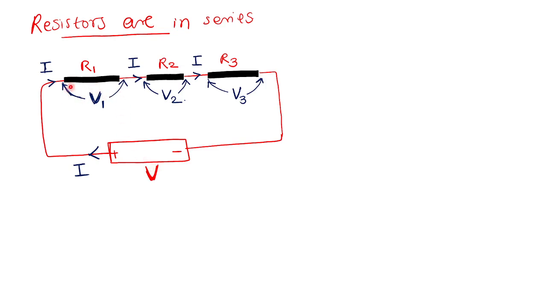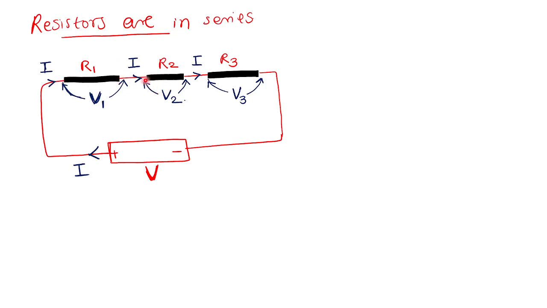So V1 is the energy required to move. Let me talk about water flow. V1 is the energy required for the water to move from this point to this point. Let me say like that, then you can understand that.